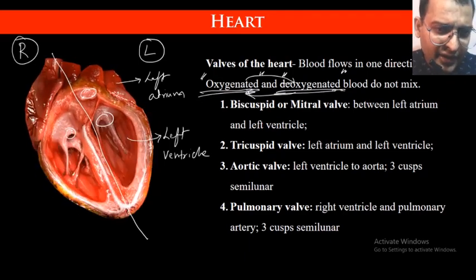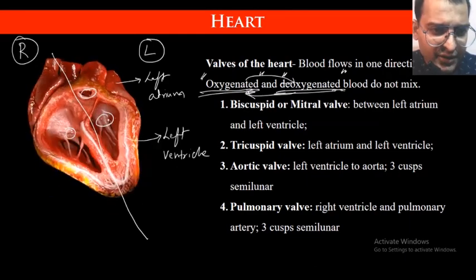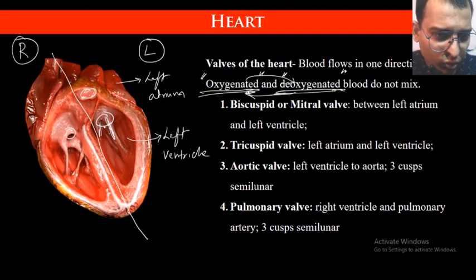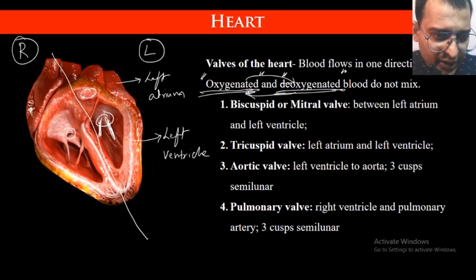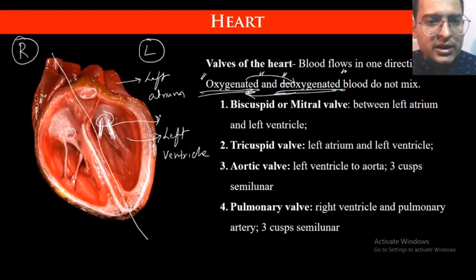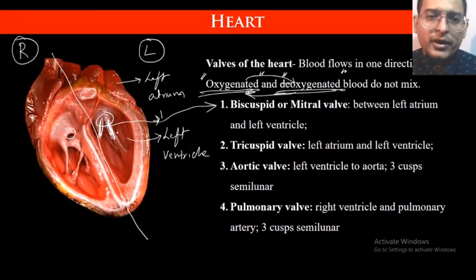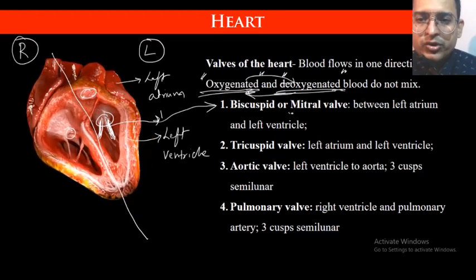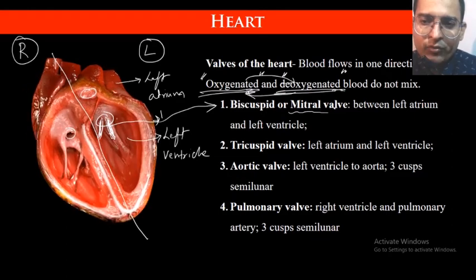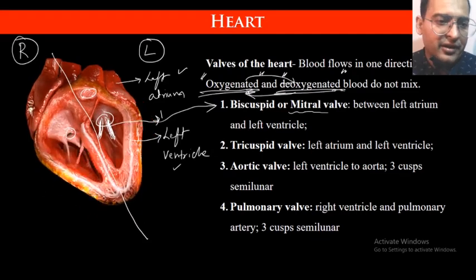The left atrium and left ventricle are separated by this valve. What is this valve? Here you can see that there are two valves, and they are pointing downwards. This is known as the bicuspid valve. The bicuspid valve is also known as the mitral valve. The bicuspid or mitral valve is there between the left atrium and left ventricle.